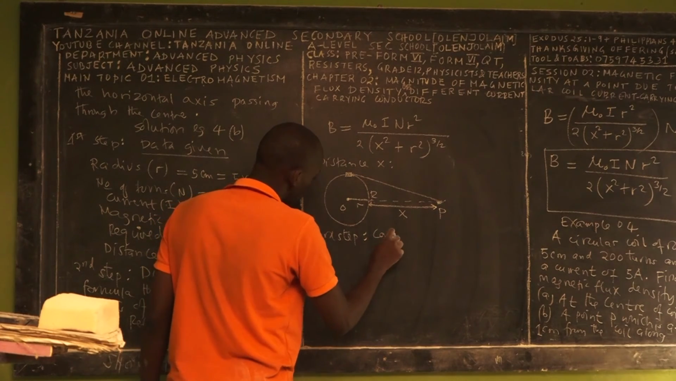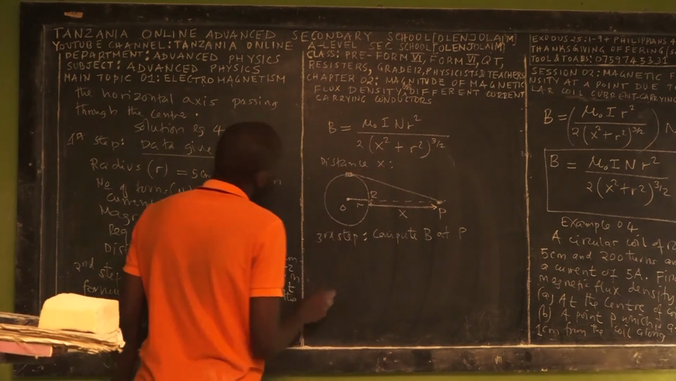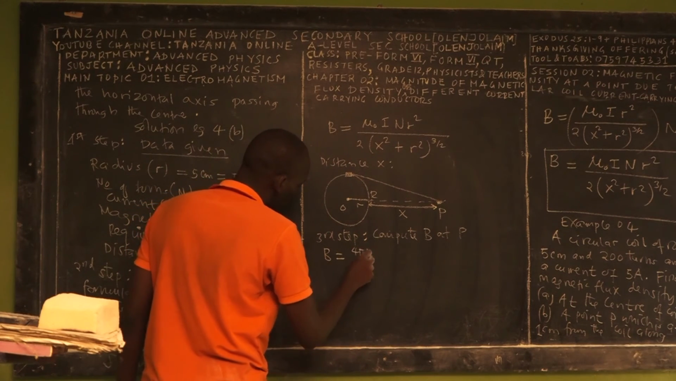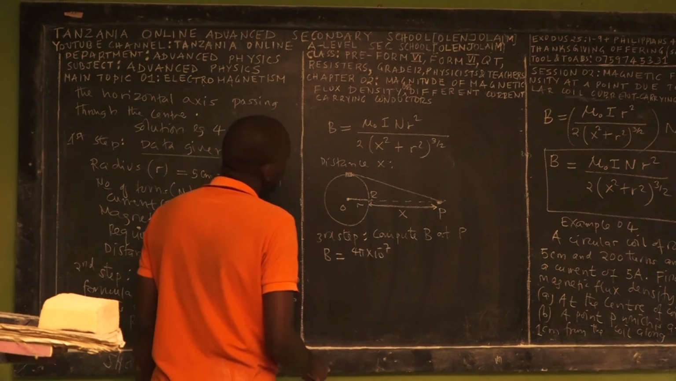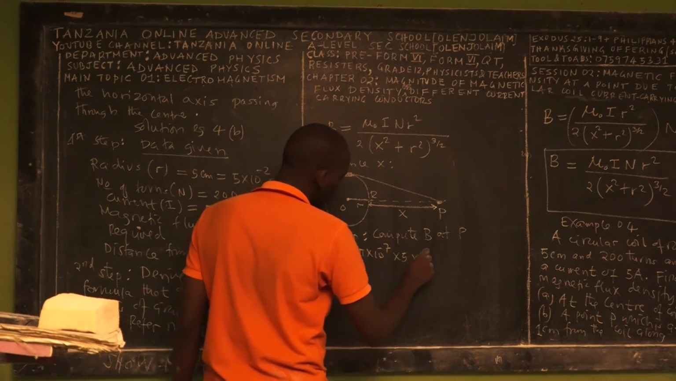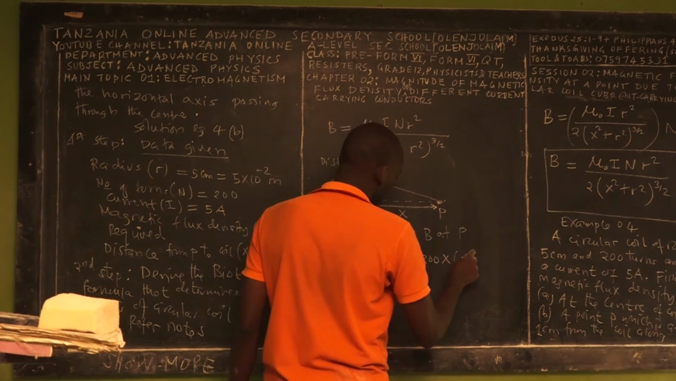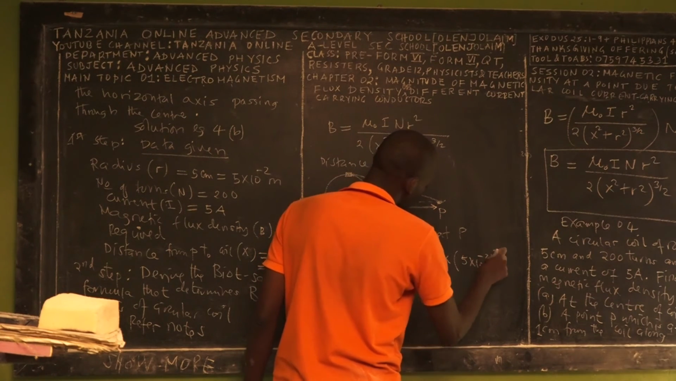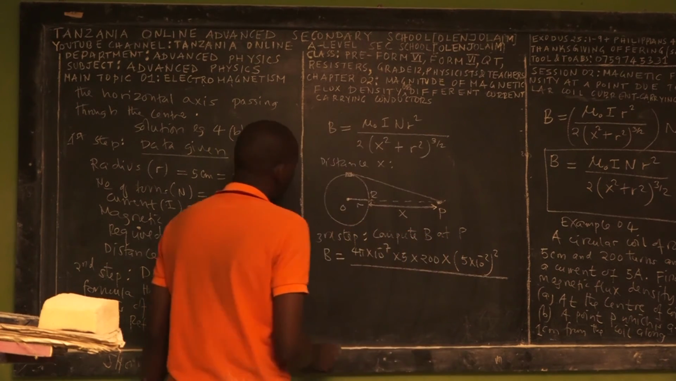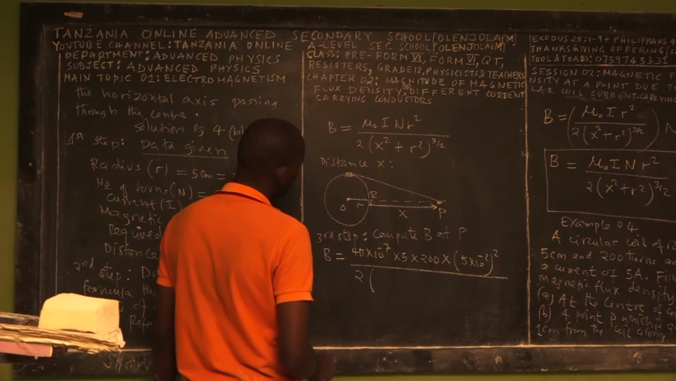Third step, now let us compute the magnetic flux density at P. So we have magnetic flux density equal to the permeability of free space, which is 4 pi times 10 to the negative 7 Henry per meter, times current, which is 5, then times the number of turns, which is 200, then times the radius of the circle, which is 5 times 10 to the negative 2, squared. Then we have here the denominator, so you have 2, you have X squared.